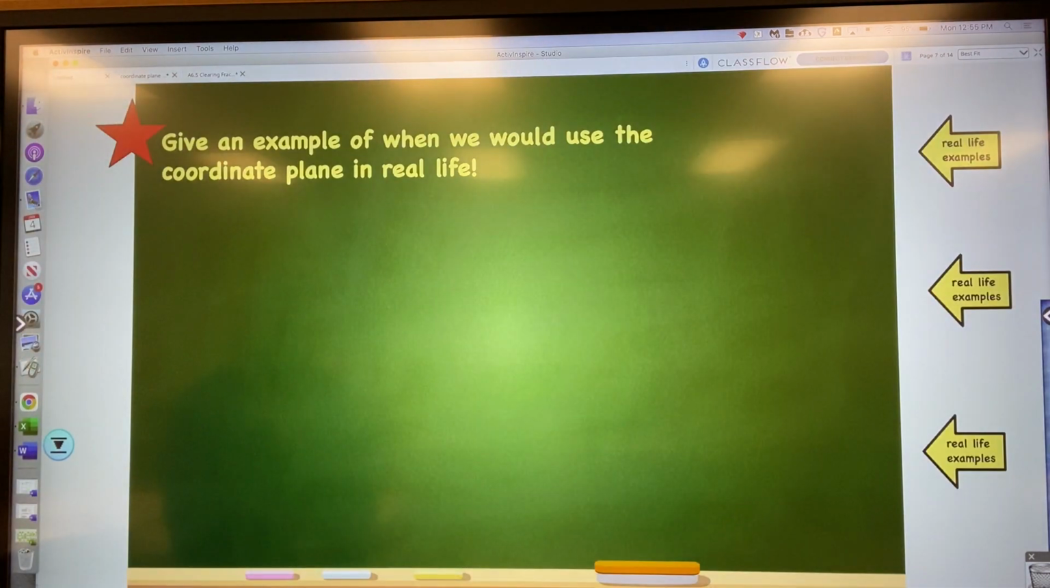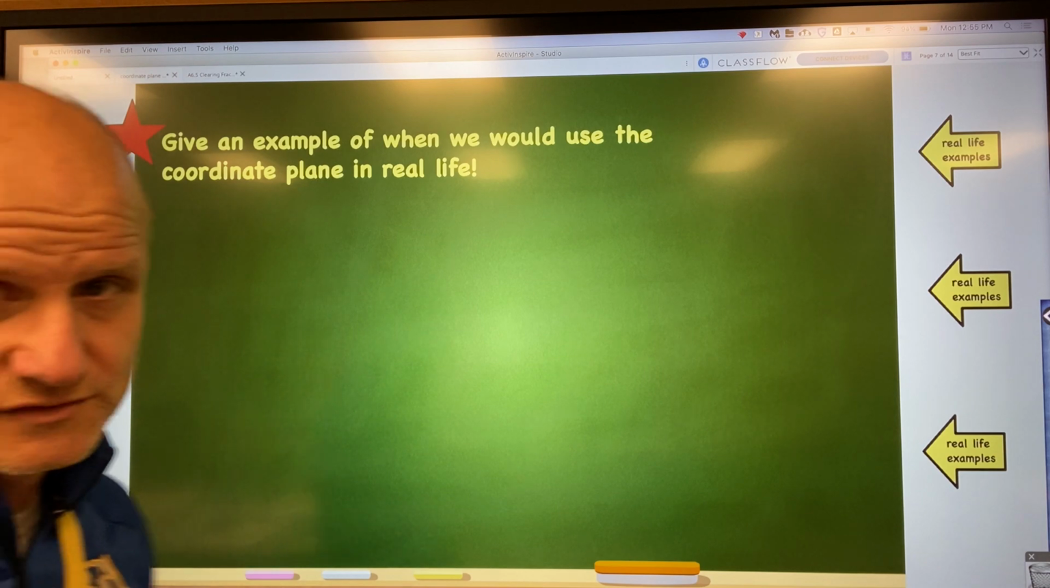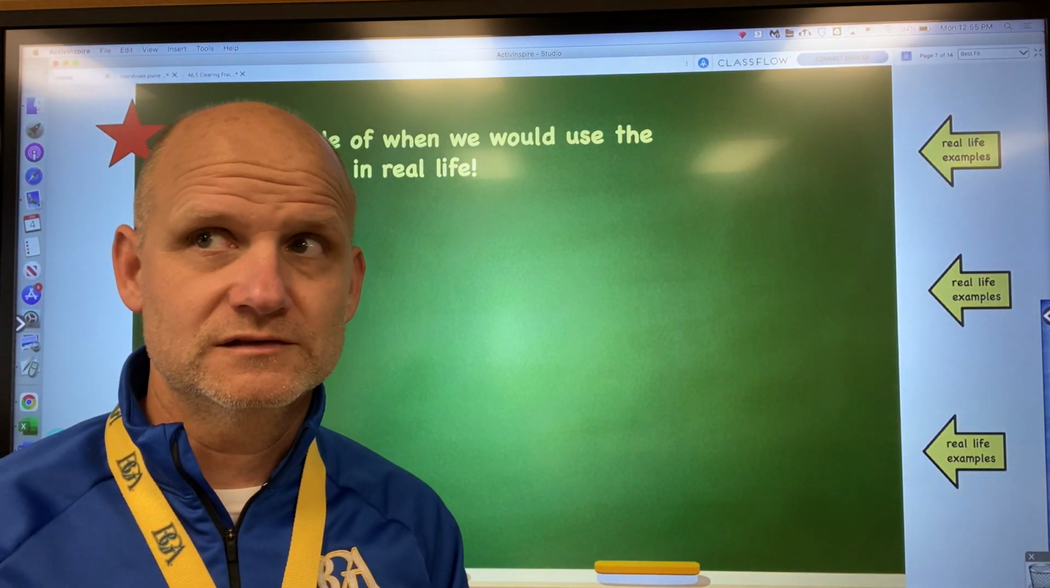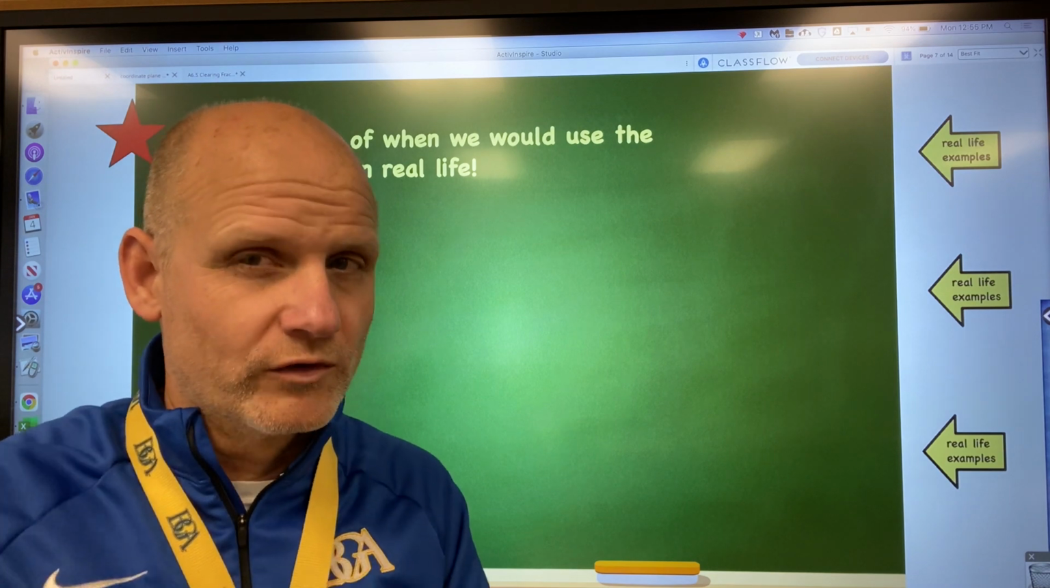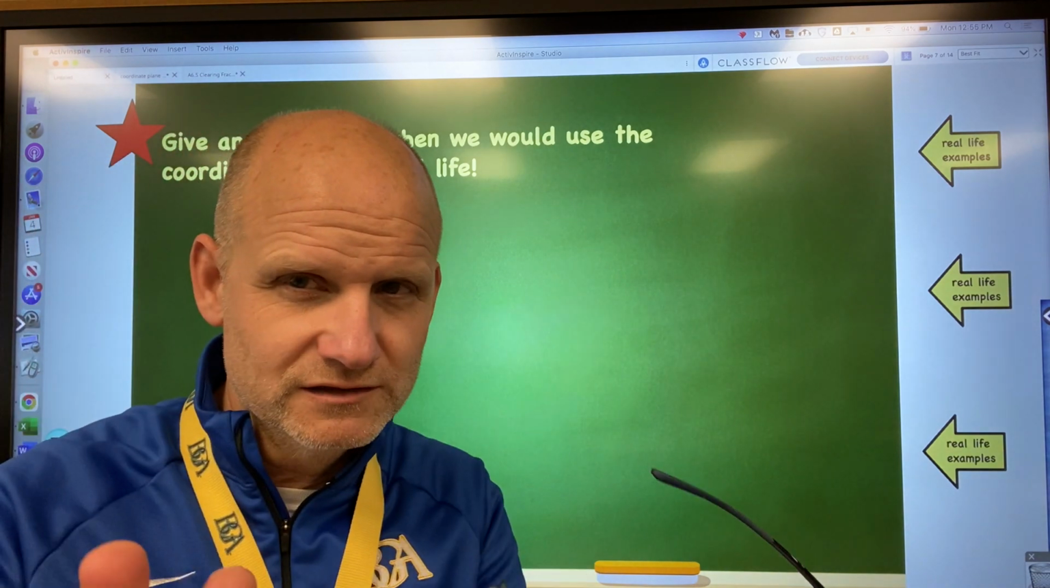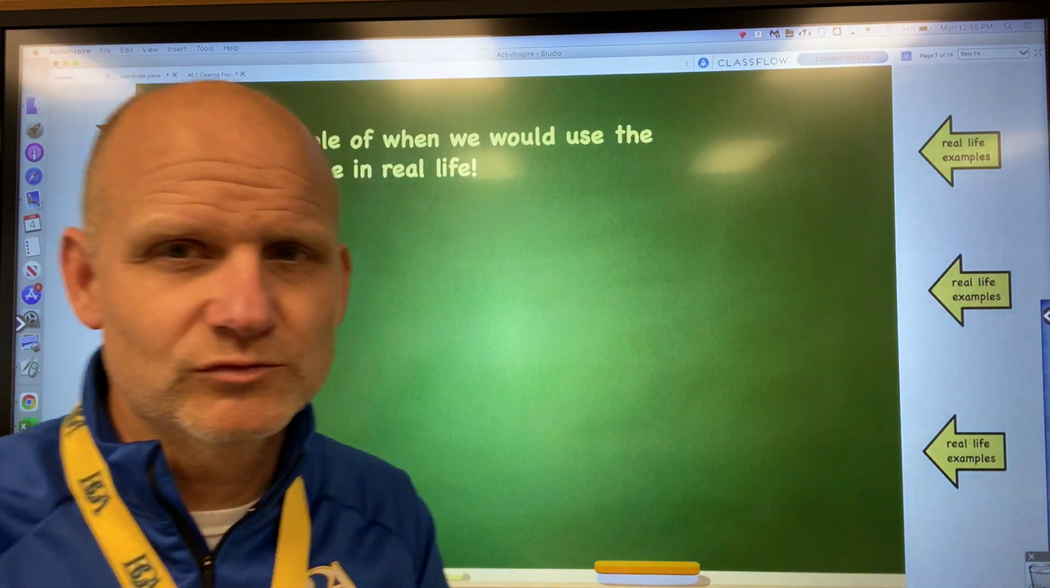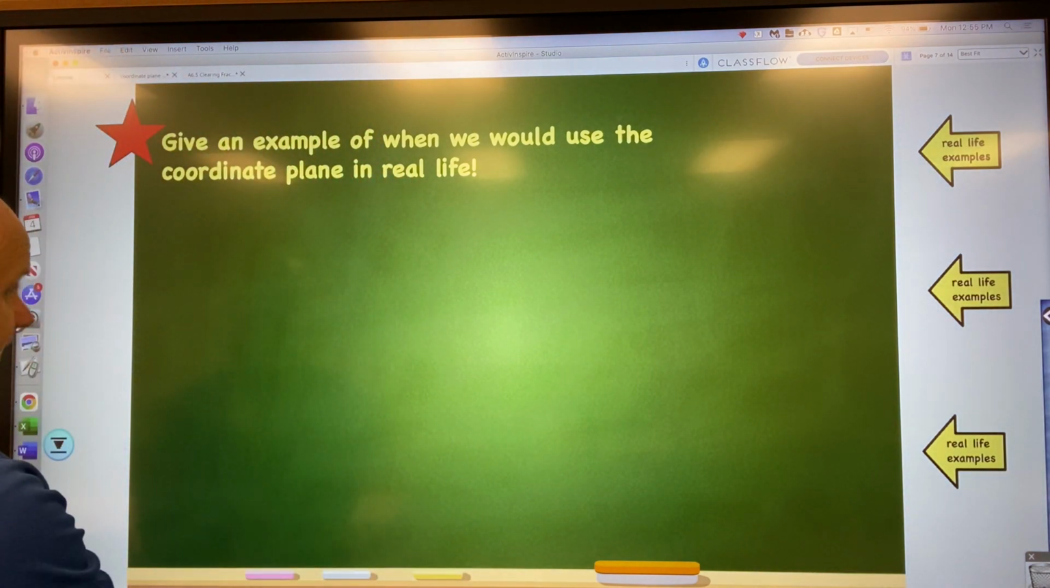And the last thing I want you to do is, can you give me an example or examples of real life situations where we use a coordinate plane? Something that has a grid. Can you give me an example of that? And we'll discuss that tomorrow. Really, I think that's it.